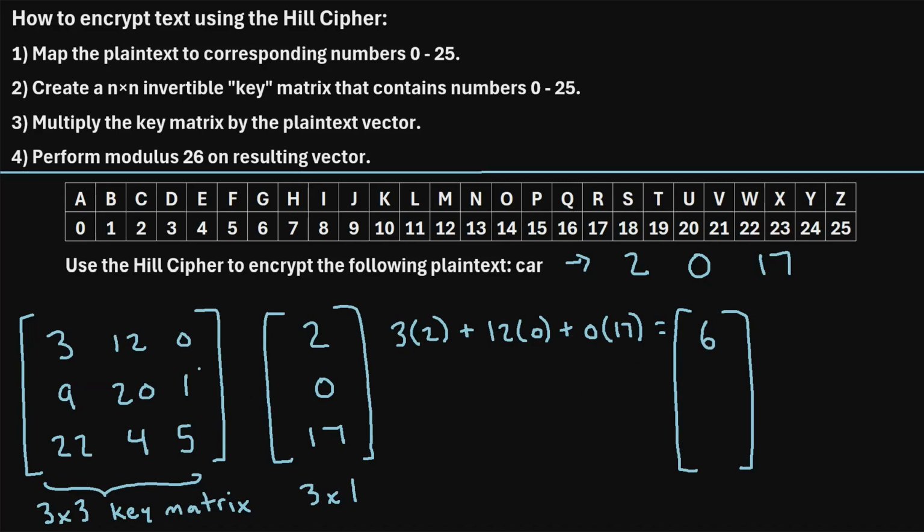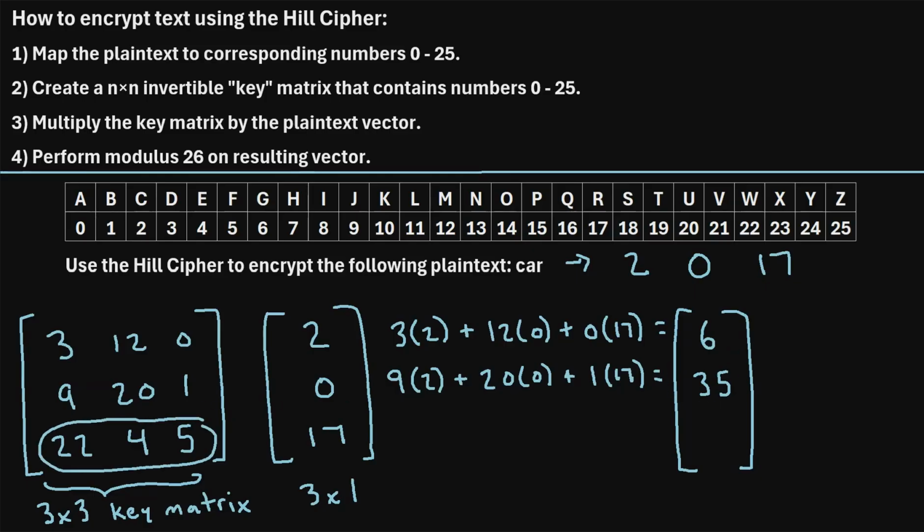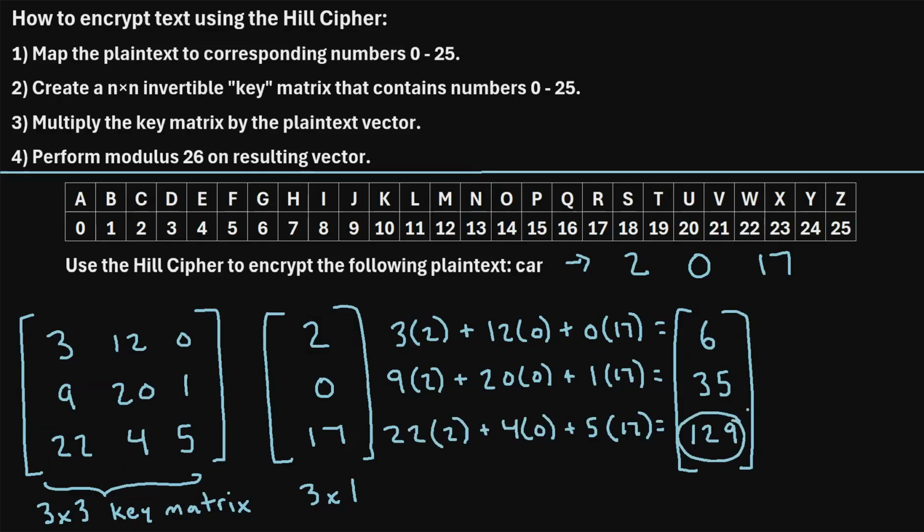And then we're going to repeat this process for the next row. So we'll multiply these values by the column values. So when we do that, we get 35. And then lastly, we'll multiply these row values by these column values. And when we do that, we get 129.